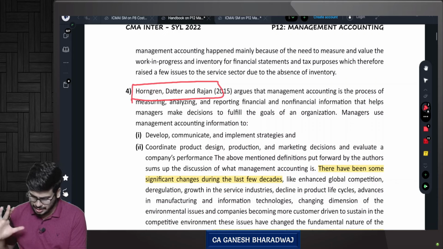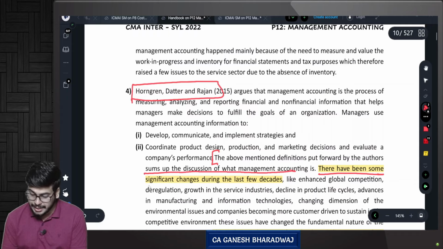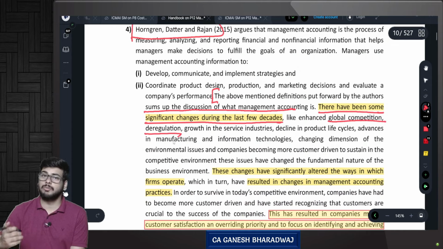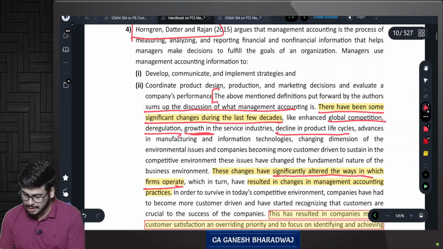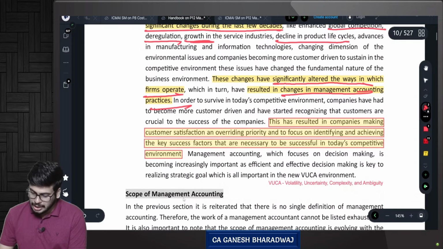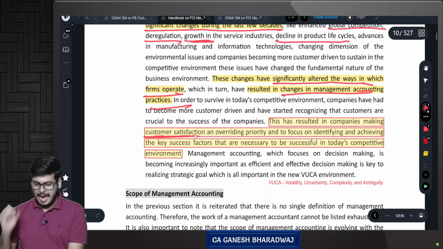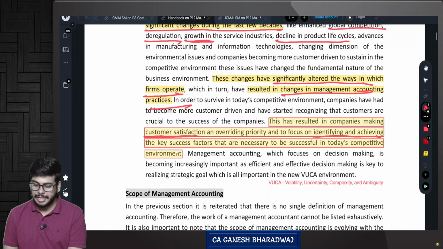Based on all these things, look, this is actually the next paragraph. The above mentioned definitions put forward by the authors sum up the discussion of what management accounting is. There have been some significant changes in the last few decades: global competition, deregulation, government has stepped out and wants to privatize everything, growth in the service sector, decline in product life cycles. There are so many things involved. These changes have significantly altered the way in which firms operate, which in turn has resulted in changes in management accounting practices. Clear? So this has resulted in companies making customer satisfaction an overriding priority and focusing on identifying and achieving the key success factors that are necessary to be successful in today's competitive environment.